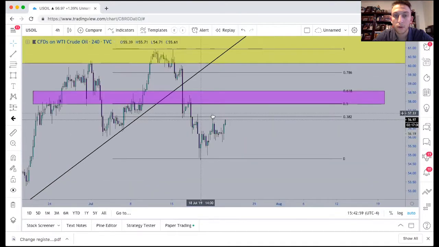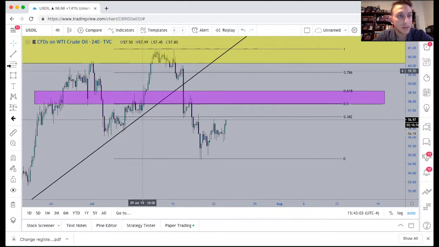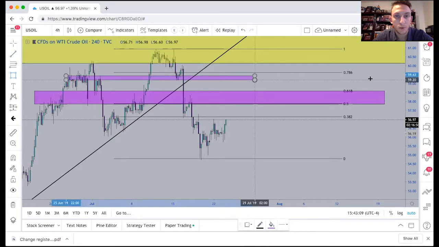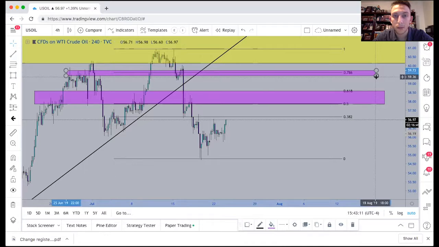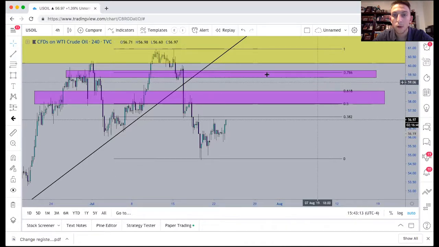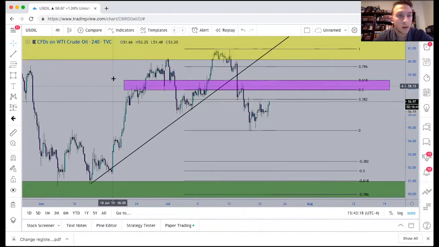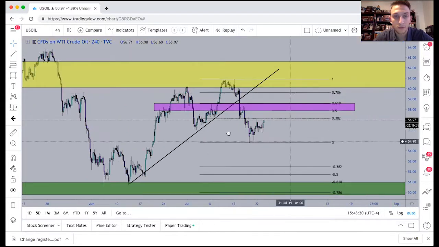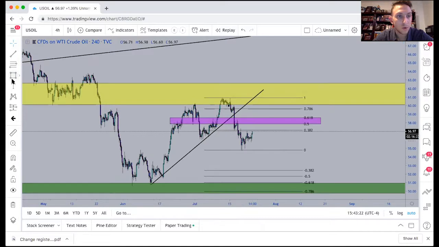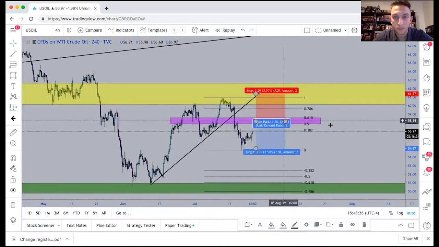This is where I'm looking for a confirmation to sell. Now, the only other place that we can potentially take an entry is from this rejection point right here, where we have that little bit of manipulation at the 78.6. But we're not going to worry about that because we haven't broken above the 50 to 61.8% yet. So the trading plan for US oil is going to be to wait for price to come into this zone.